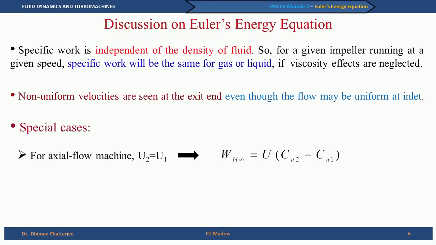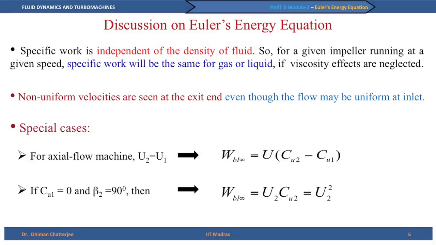In case of axial flow machines, U1 equals U2, and we will get that W_BL,∞ is U times (C_U2 minus C_U1), where U is nothing but U1 equal to U2. And if in particular we take C_U1 equal to 0 and β2 equal to 90 degrees, then we get W_BL,∞ as U2 C_U2, which is equal to U2 squared.